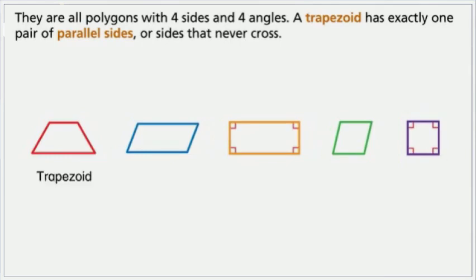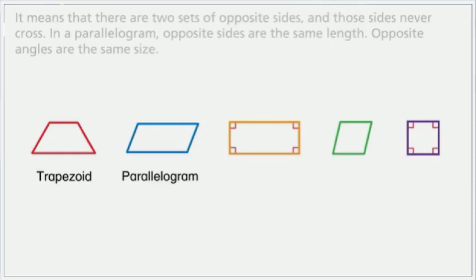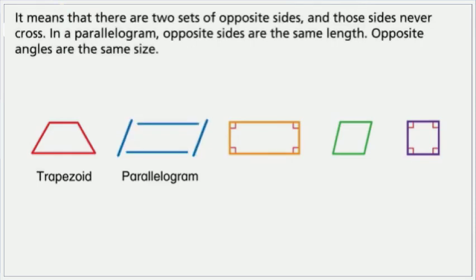A trapezoid has exactly 1 pair of parallel sides, or sides that never cross. A parallelogram has 2 pairs of parallel sides. What does it mean to say that there are 2 pairs of parallel sides? It means that there are 2 sets of opposite sides, and those sides never cross. In a parallelogram, opposite sides are the same length. Opposite angles are the same size.